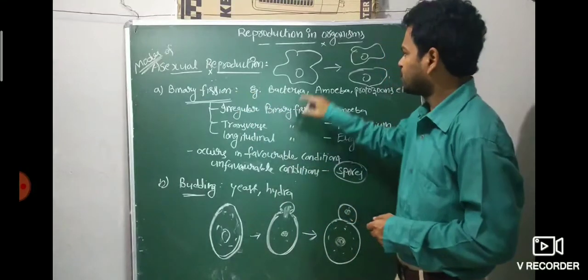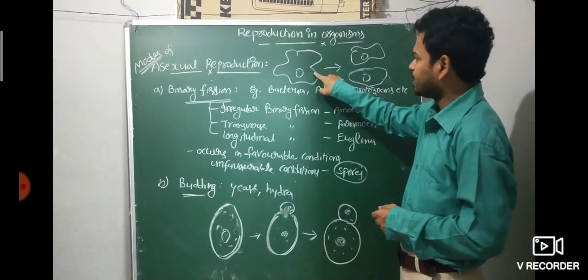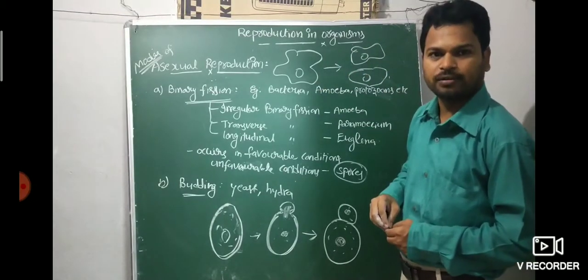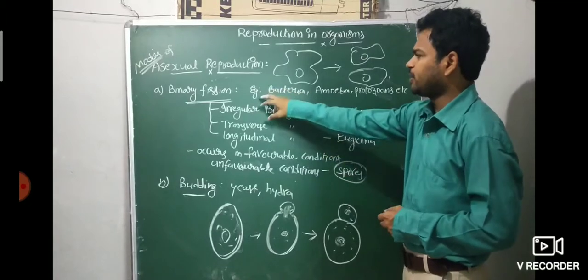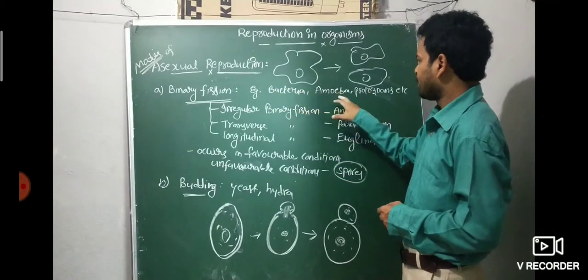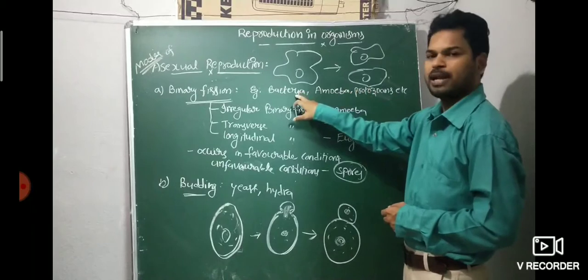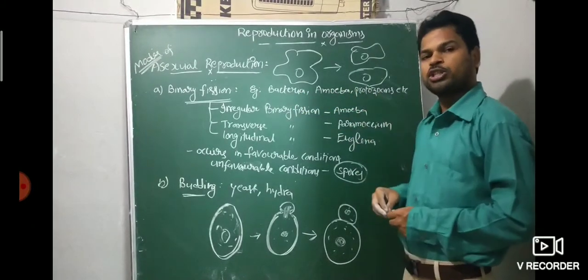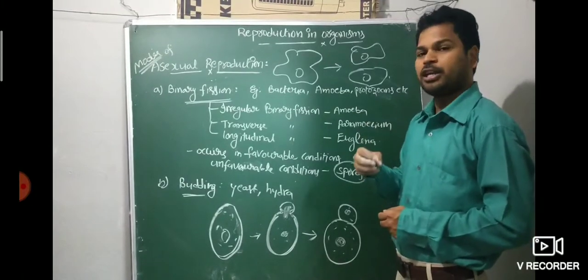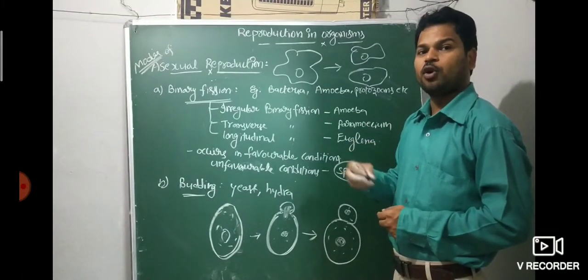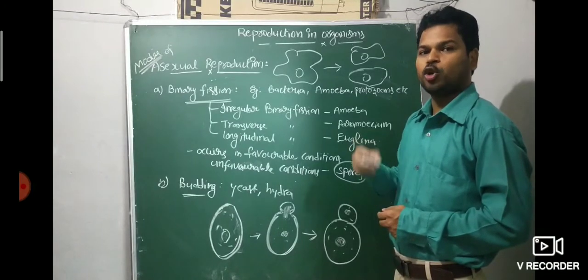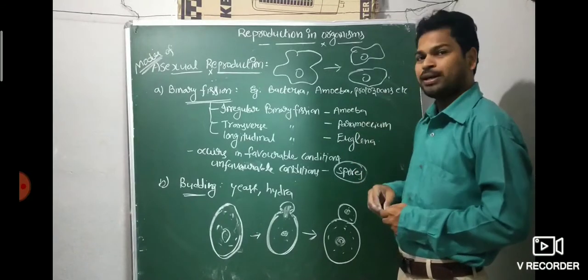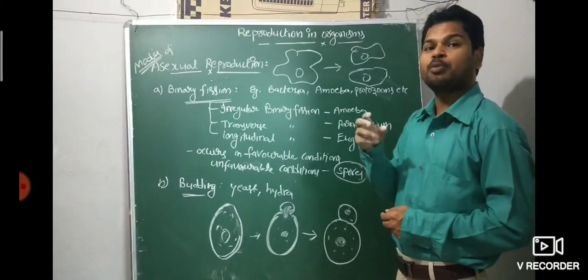So binary fission, for example, this is amoeba. A parent cell divided into 2. This is nothing but binary fission. Binary fission occurs in bacteria, amoeba, protozoans. Bacteria belong to Monera. Amoeba and protozoans belong to Protista. How could a question be asked? Binary fission occurs in which of the following unicellular prokaryotes? A. Bacteria. B. Amoeba. C. Protozoan. D. All above.